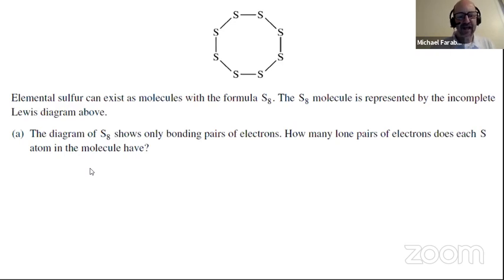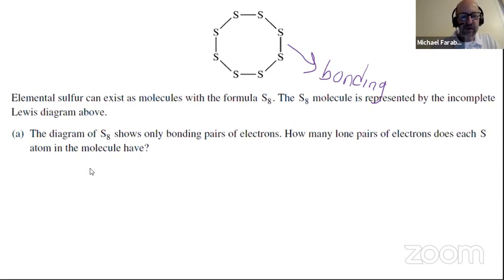Okay, so what we are looking at is the dash connecting the atoms. Okay, this is a bonding pair of electrons. Now there's also non-bonding or lone pairs of electrons. How many lone pairs of electrons does each sulfur atom in the molecule have?